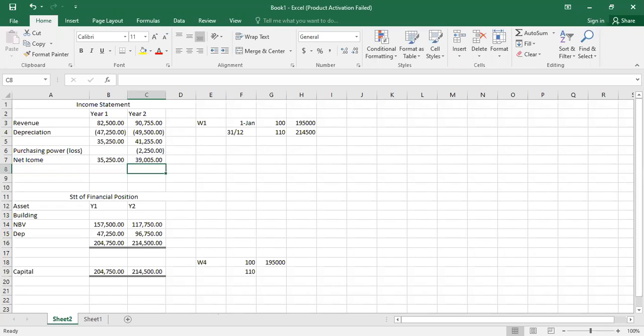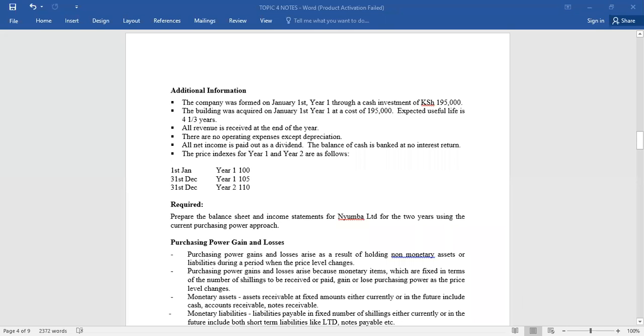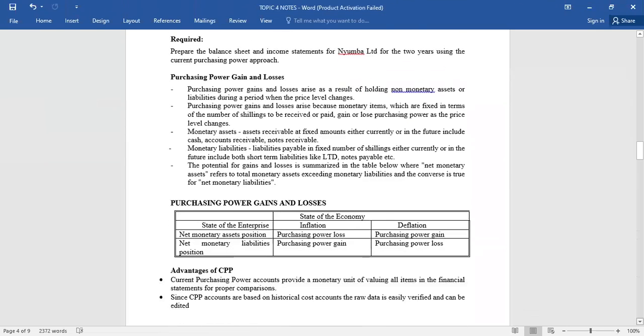We have a table. Let me stop sharing this. Can I stop sharing? Are we good? Good. Now let me go back to the notes. I'm explaining this table here.